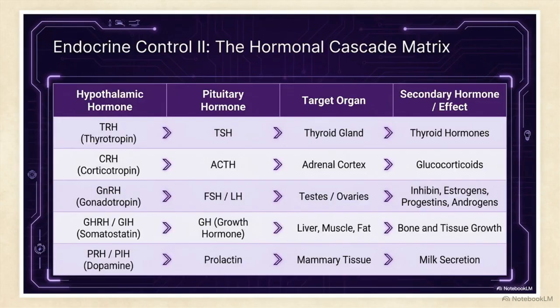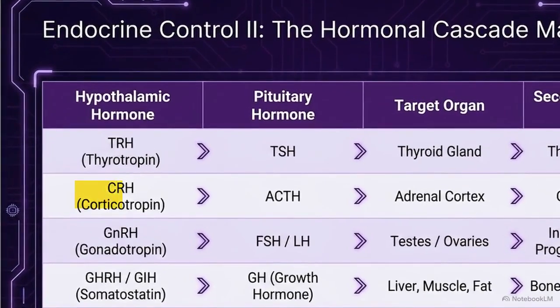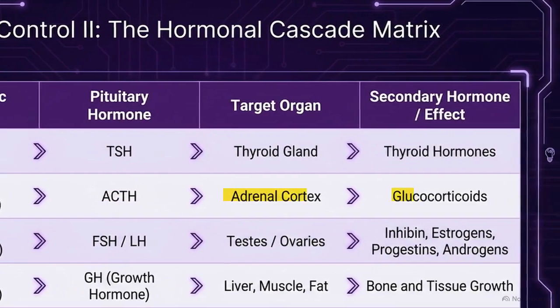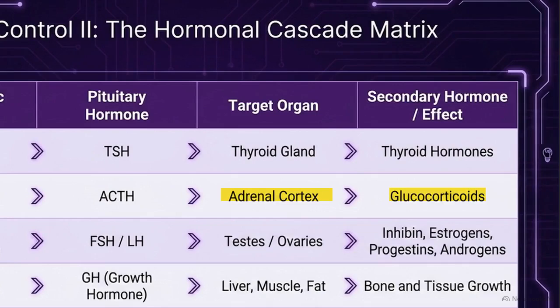We can see this chemical cascade matrix at work here. For instance, the hypothalamus releases corticotropin, which travels through the portal system to trigger ACTH. That secondary hormone then forces the massive release of glucocorticoids from the distant adrenal cortex.